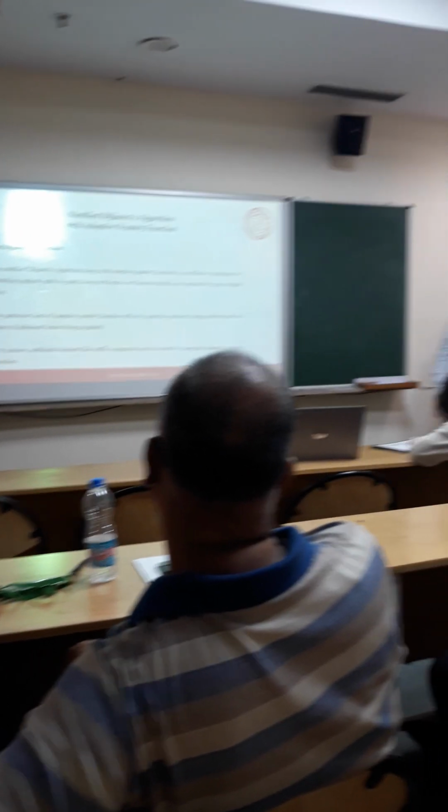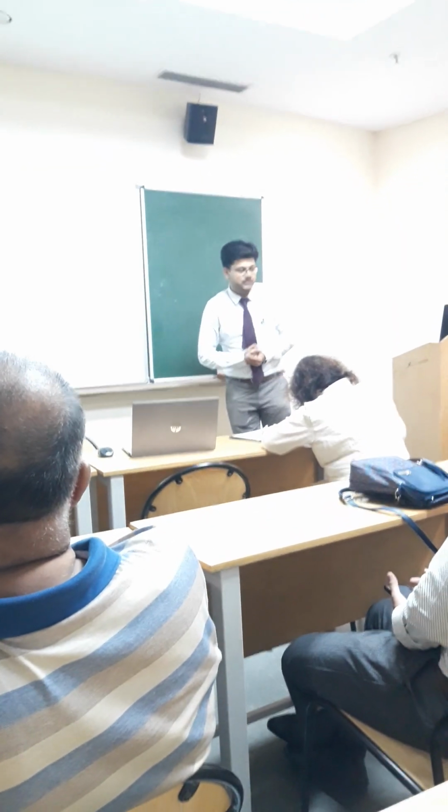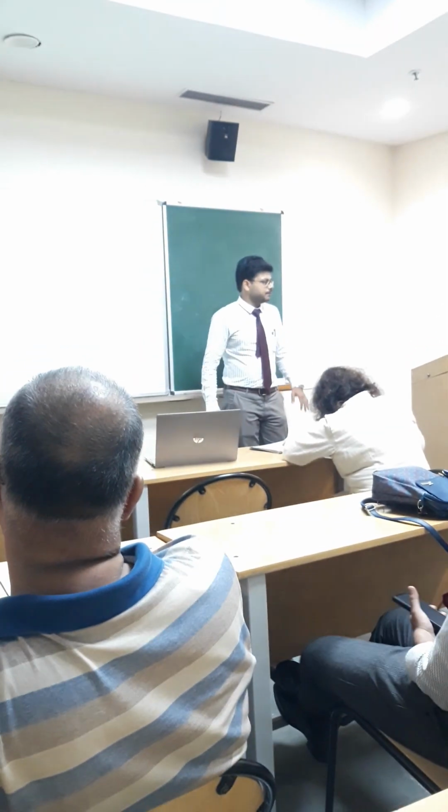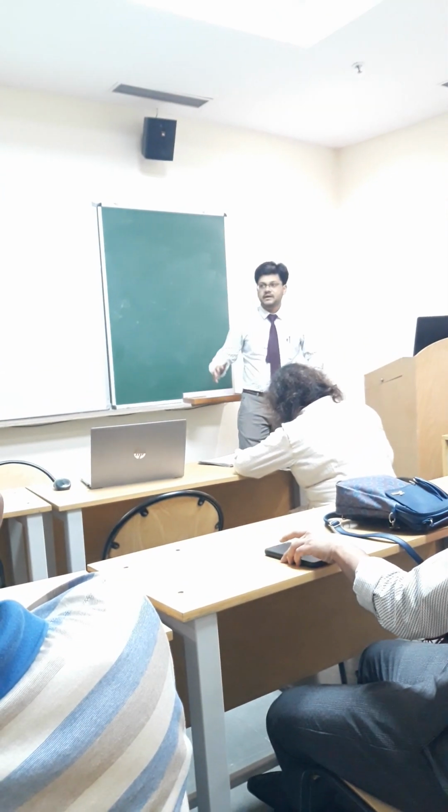In the modification of the Dijkstra algorithm, I have integrated an adaptive penalty function. So what is the adaptive penalty function? As we know, in the graph only attributes are given. But do you think that only attributes are sufficient for calculation of the shortest distance? There can be some extra factors.